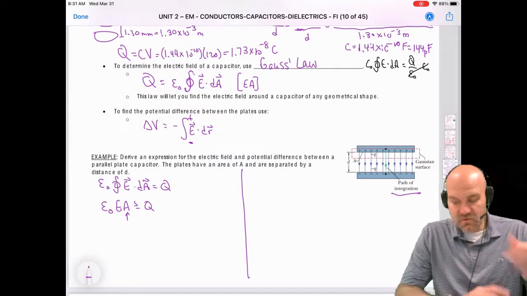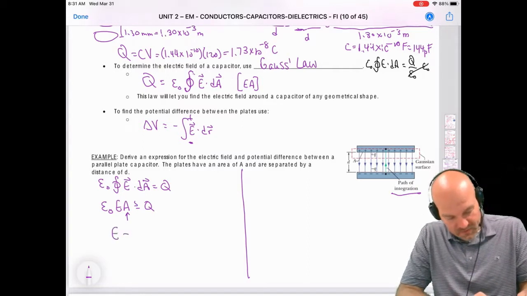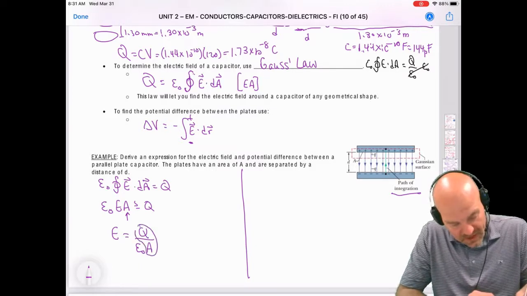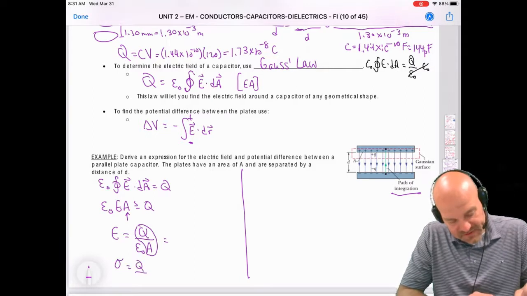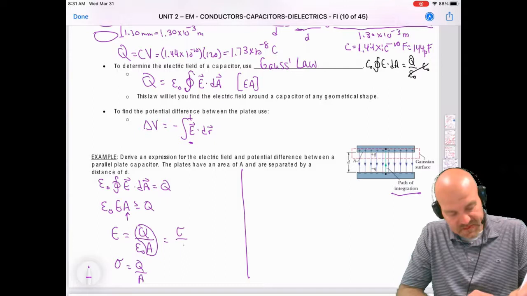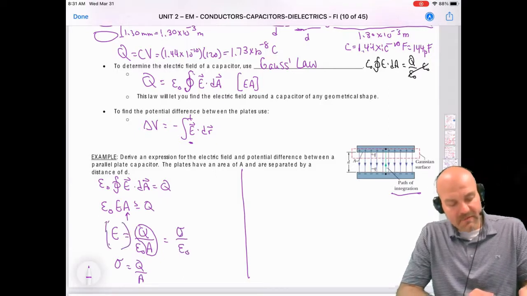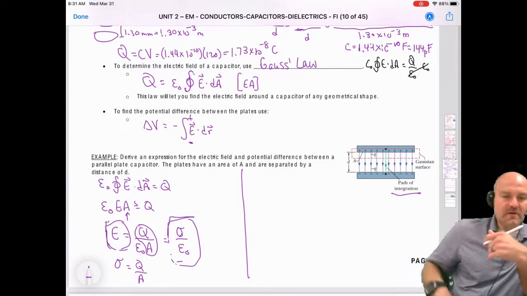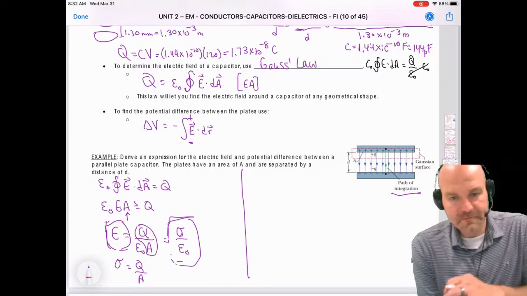Now I solve this for the E field, and I get Q over epsilon naught times area. But one thing to remember: Q over A is sigma, the surface charge density. So that's just going to be sigma over epsilon naught. And if you remember, when we did this way back with E fields, that's what we ended up with: sigma over epsilon naught.